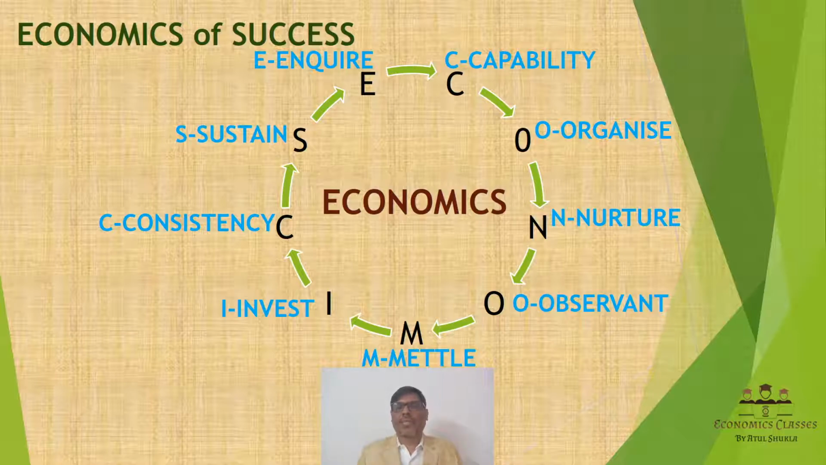Now I have just found this, made this economics of success. E stands for what? Inquire. C for capability. O for organize. N for nurture. O for observant. M for metal. I for invest. C for consistency. And S for sustain. So this is economics of success.